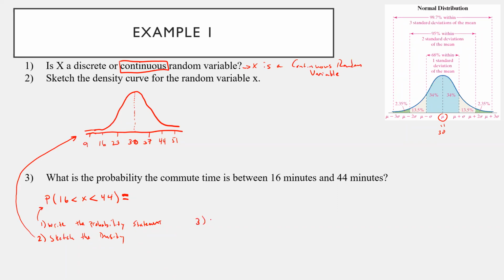Now, the third thing you're going to do is shade in the area of interest. Look, do you see on the curve the numbers 16 and 44 along the bottom? Yes. So just go to 16, just go to 44, and you're going to shade in the area between those.